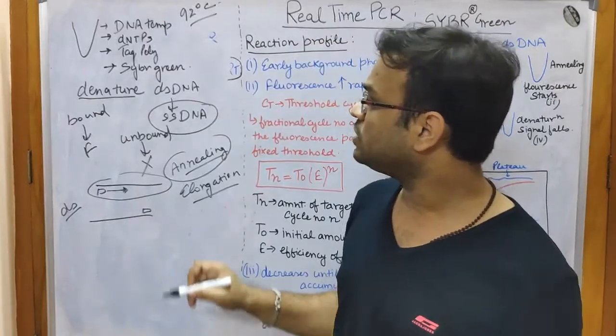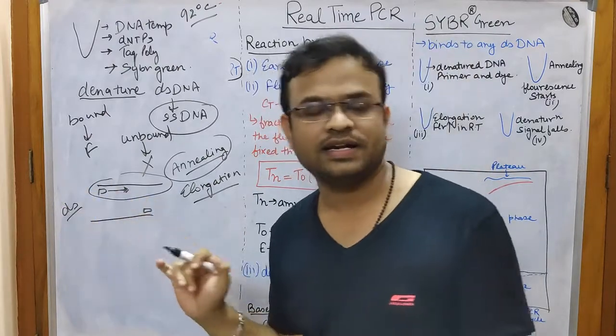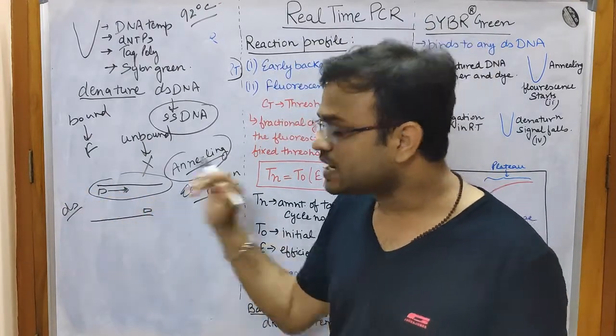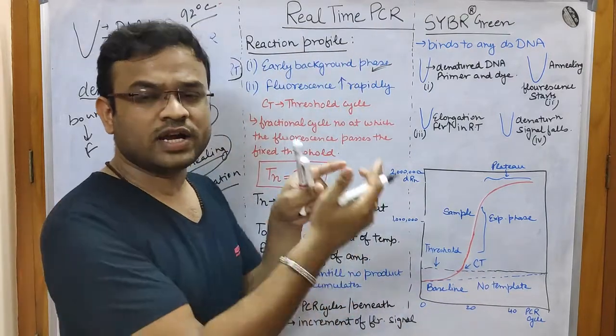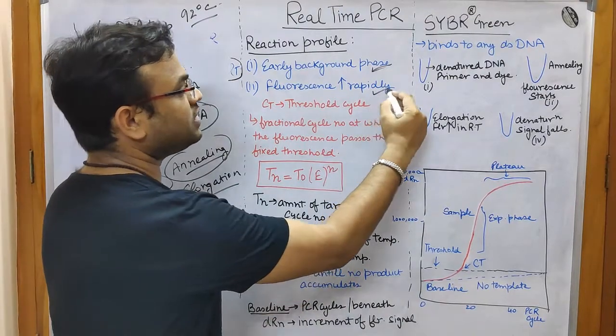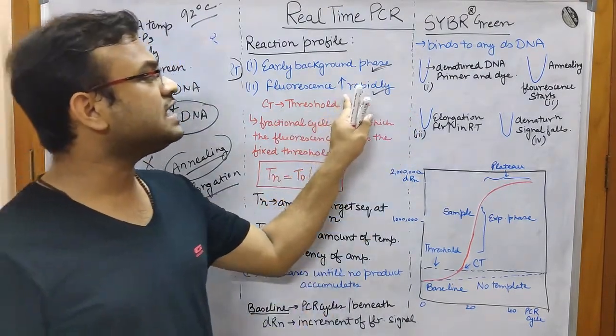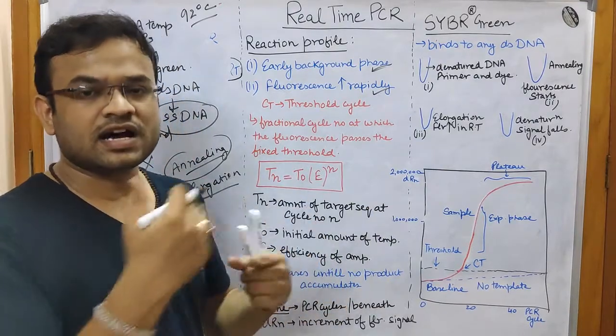I've already told you that SYBR Green would bind to only the double stranded DNA. Now when the double stranded DNA has started to form, what will happen? SYBR Green will bind to it and start to give the fluorescence. That is why we have written here that fluorescence increases rapidly. Why? Because the cycles are continuing.